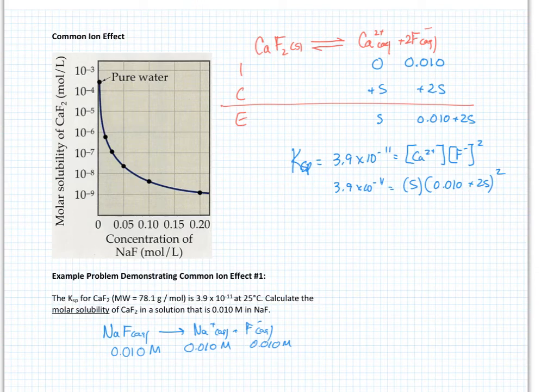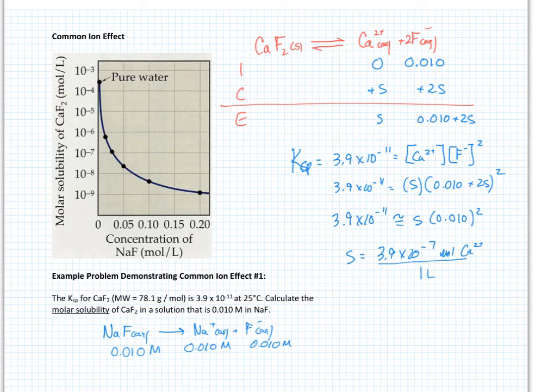All right, so let's rewrite it with the approximation. 3.9 times 10 to the minus 11 is approximately equal to S times 0.01, whole quantity squared. If we do this calculation, we get S equals 3.9 times 10 to the minus 7 moles Ca²⁺ per 1 liter.